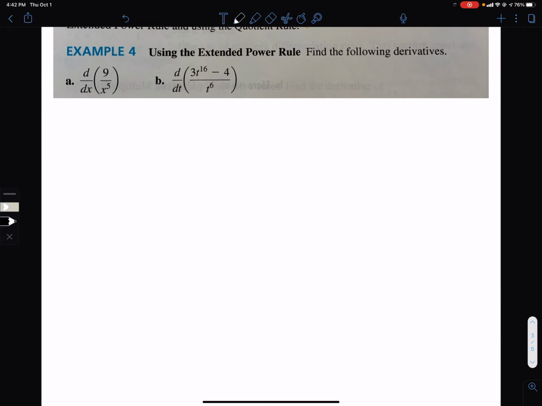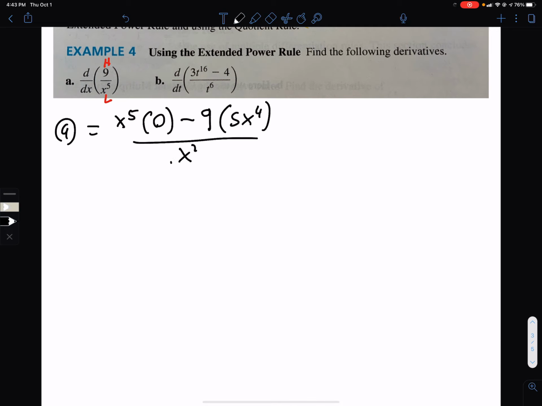So here we go. We want the derivative of this. That is a quotient. This is a high, and that's a low. So when we take the derivative for a, it's going to be low, which is x to the fifth, d high, the derivative of 9 is 0, minus the high, which is 9, and the derivative of the low is 5x to the fourth, all over low squared. Well, this one's pretty easy. That's 0, and we are left with negative 45x to the fourth.